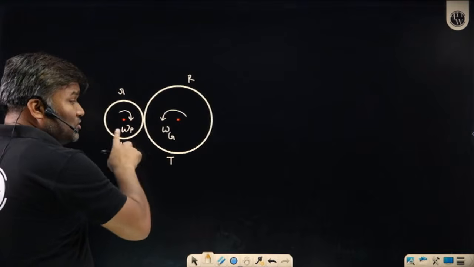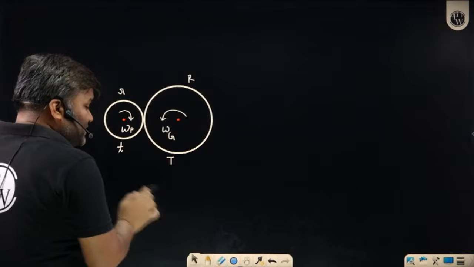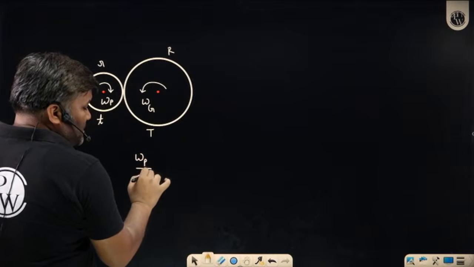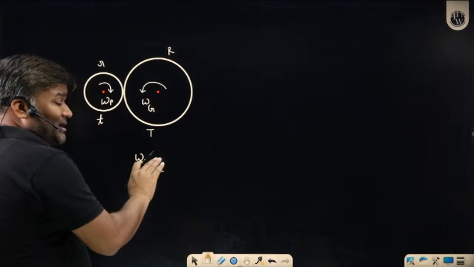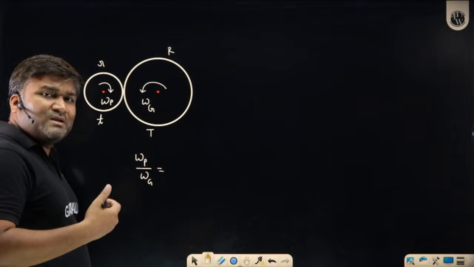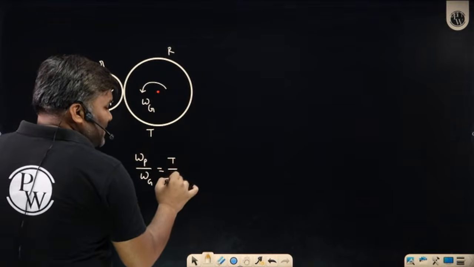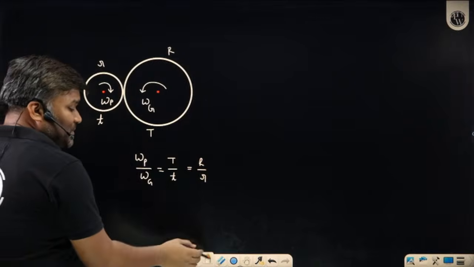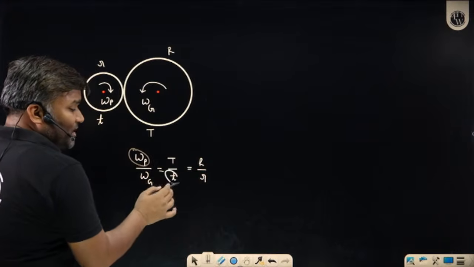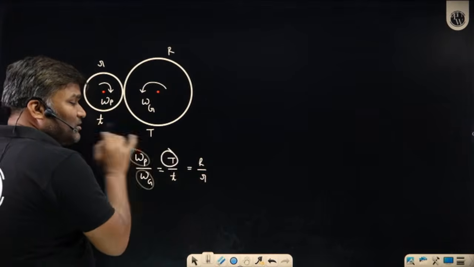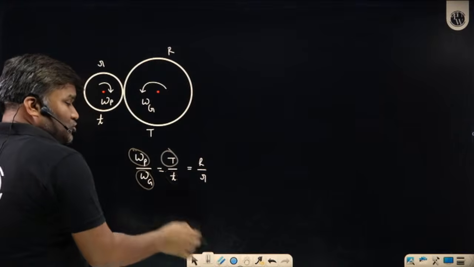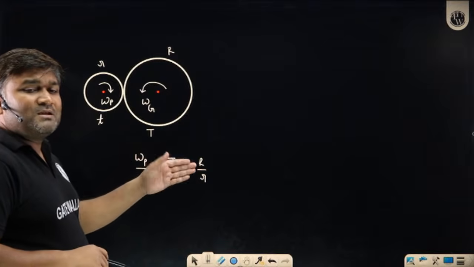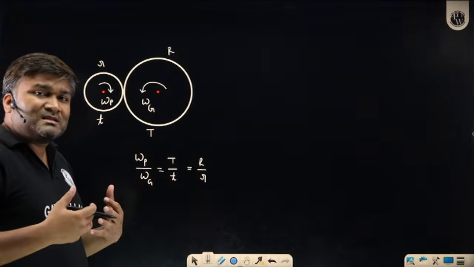What is the relation between these speeds of these gears? Sir, I can write omega p by omega g will be reciprocal of the teeth or reciprocal of the radius. You can write this as capital T by small t, or you can also write this as capital R by small r. Pinion ka speed, so pinion ke teeth you have written here. Gear ka speed you have written teeth of the gear here, this side. So speed ratio is going to depend on the number of teeth ka ratio, or you can also say radius ka ratio. Radius ka ratio means ratio of the size.